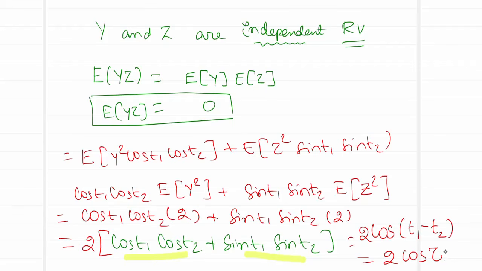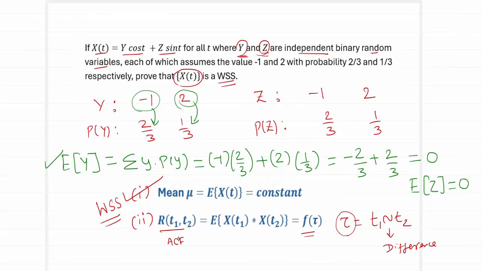Hence what we have proved is, the first condition, the mean is a constant, and the second condition, the autocorrelation is a function of tau. Hence, since both conditions are verified, what do we finally conclude? We finally conclude that x of t is a WSS process.